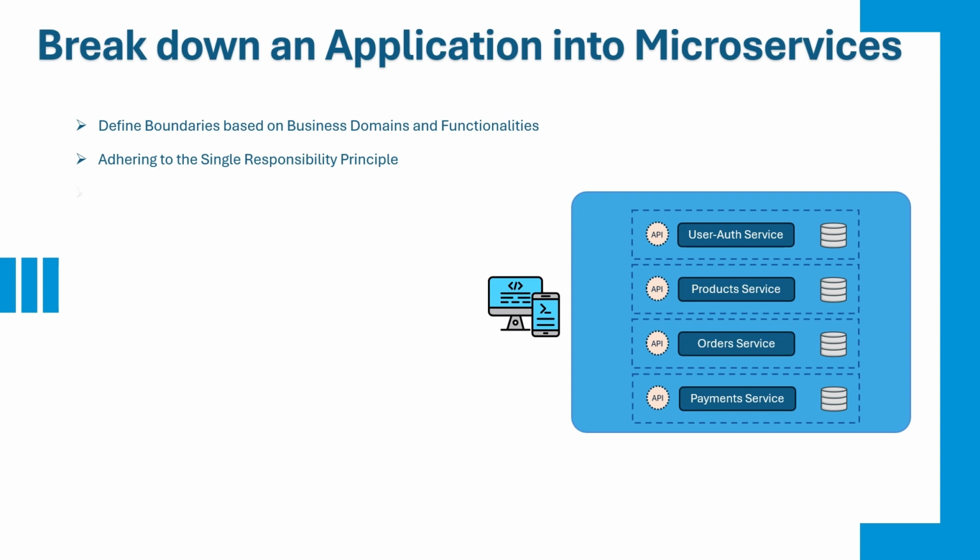Each service should be cohesive, meaning elements that are tightly related to each other and change together should stay together. This enhances the maintainability and clarity of the service. Also, ensure loose coupling between services. Microservices should interact with each other through well-defined APIs, minimizing dependencies. This loose coupling allows services to be developed, deployed, and scaled independently, enhancing the overall flexibility and resilience of the system.